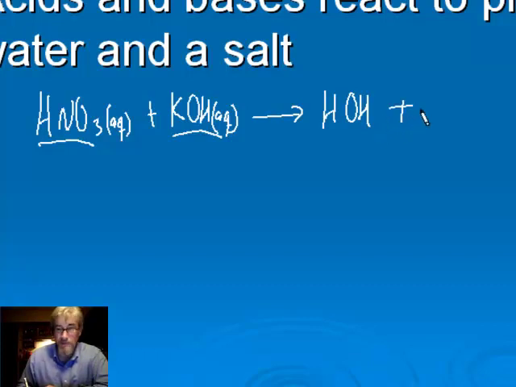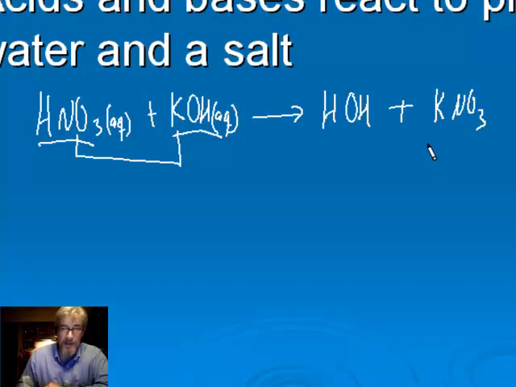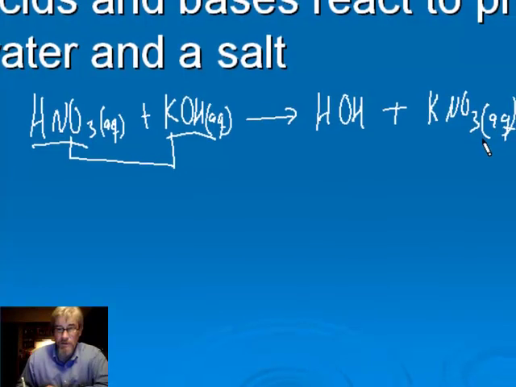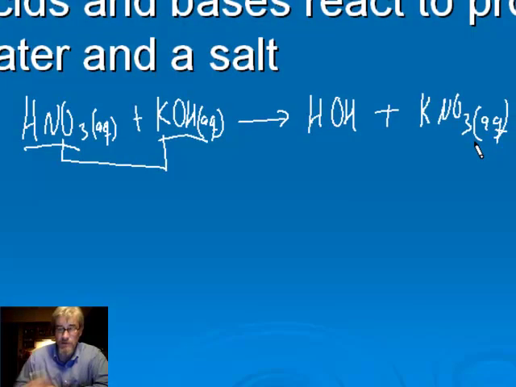And then the salt is potassium together with nitrate. Remember, the salt is the cation from the base and the anion from the acid. So potassium's 1+, nitrate's 1-, so KNO3. And this turns out to be aqueous. We'll refresh our memory of the rules later on. It's already balanced the way it's written. So that's the molecular equation for this reaction.